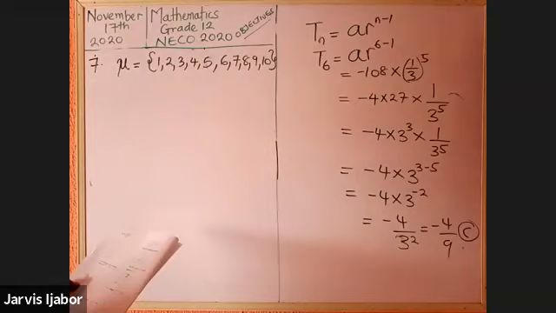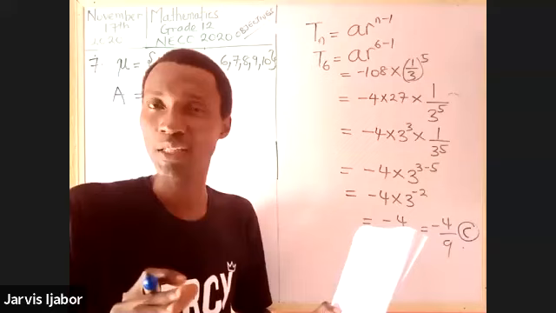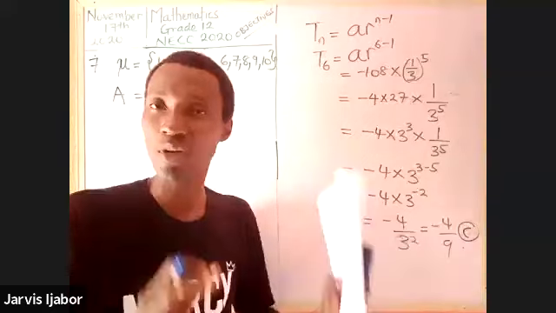You need to read the questions carefully and understand the direction. So this will now be what? This will now be 1, 3, 5, 7, and 9.